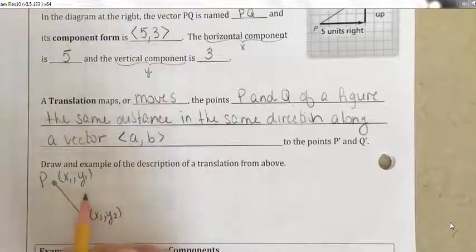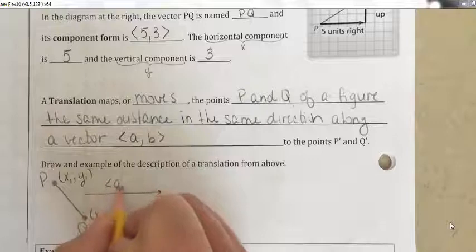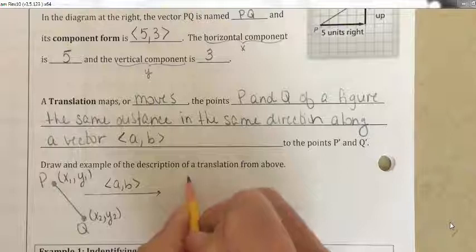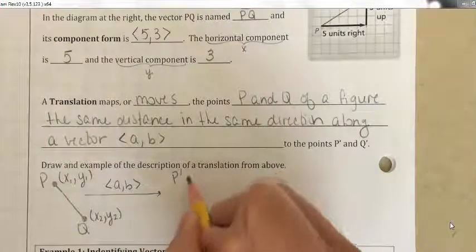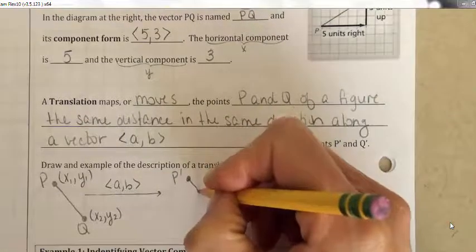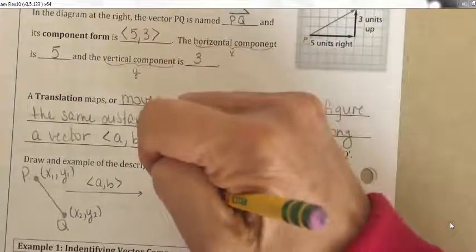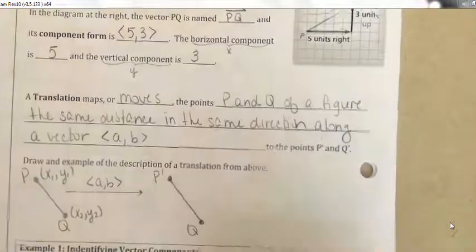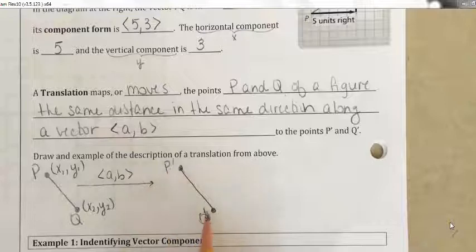Now, this thing's been translated or moved along a vector. That vector is going to be AB, whatever the horizontal and vertical components are, to a new location, where now I'll have P prime. I'll try and make them look like they haven't changed. You might want to use a ruler. And this is Q prime, right? So this got moved over here. This is the image of the pre-image.